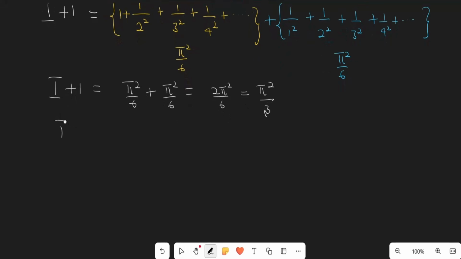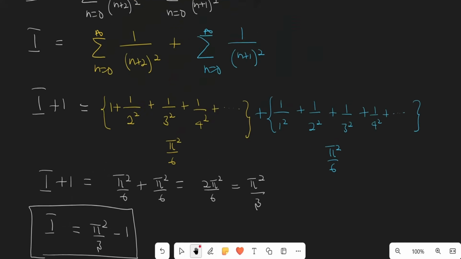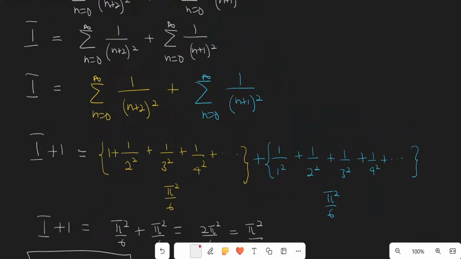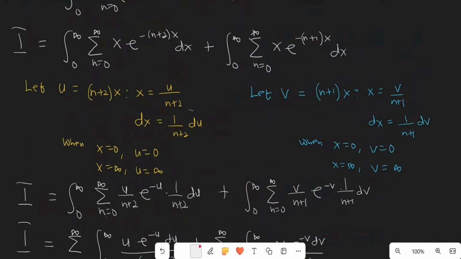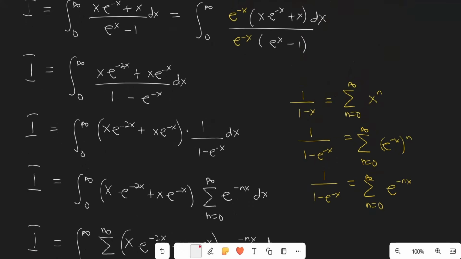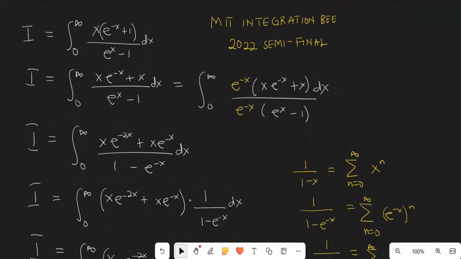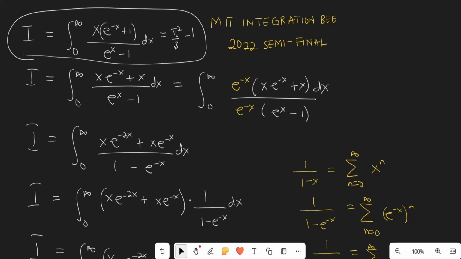So we want I, not I plus 1. So I is going to be equal to pi squared over 3 minus 1. And this one is the answer to our beautiful integral. Yeah, so this is how I solve the integral. So when we go to the top, we see that this beautiful MIT integration B question, which appeared in the 2022 semi-final, this one evaluates to pi squared over 3 minus 1. And this is the trick that I wanted to show you. So that is how to solve it.